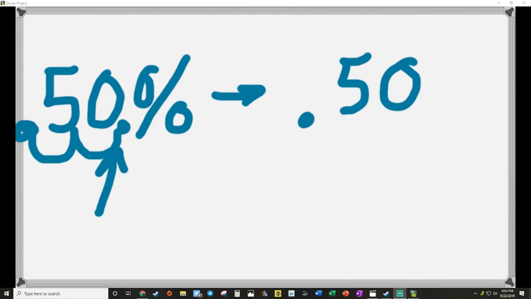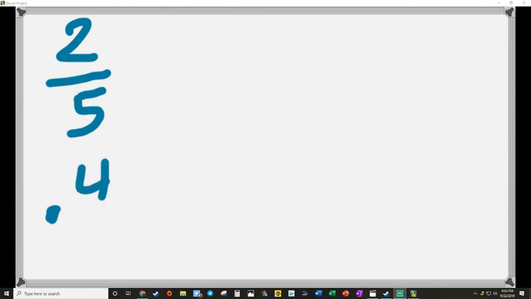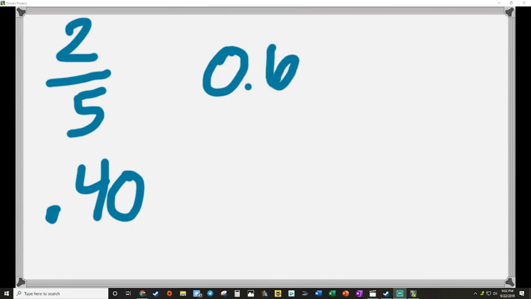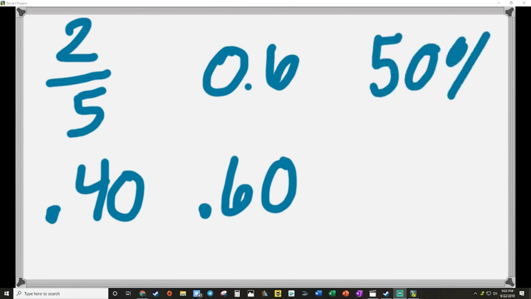Now, we have our three decimals. We have 2/5, which is actually 0.4 in decimal form, or 0.40. We have 0.6, or we can simply add a 0. And then we have 50%, which we just discovered equaled 0.50.